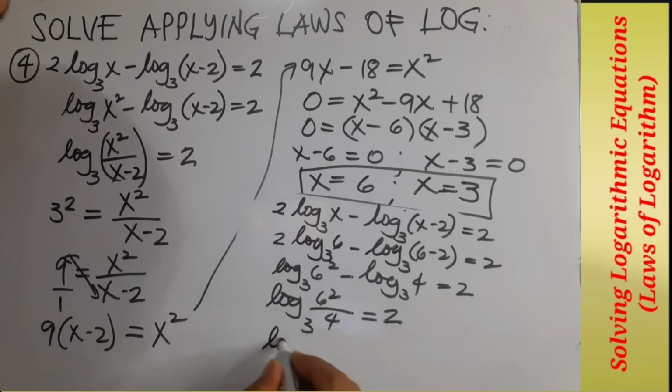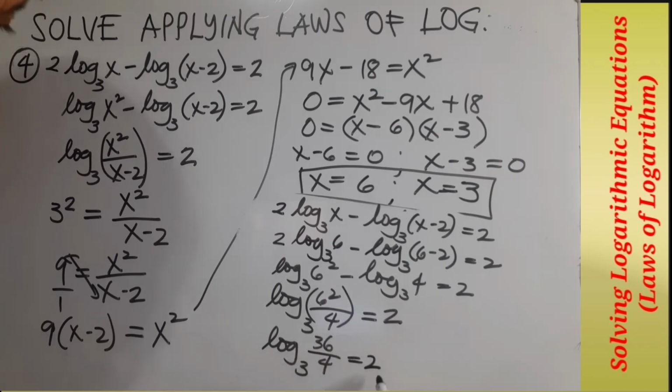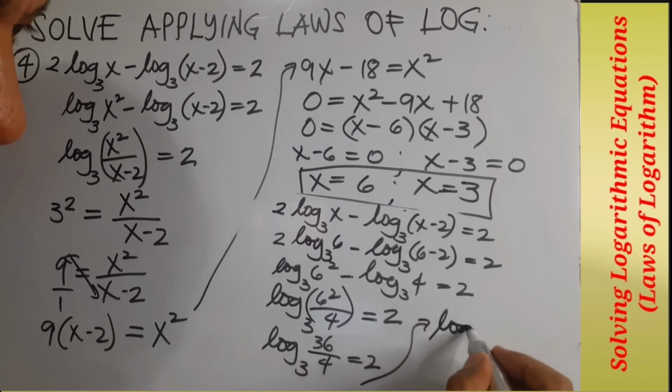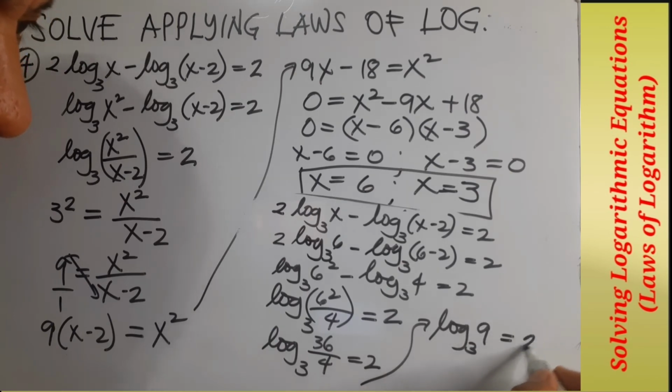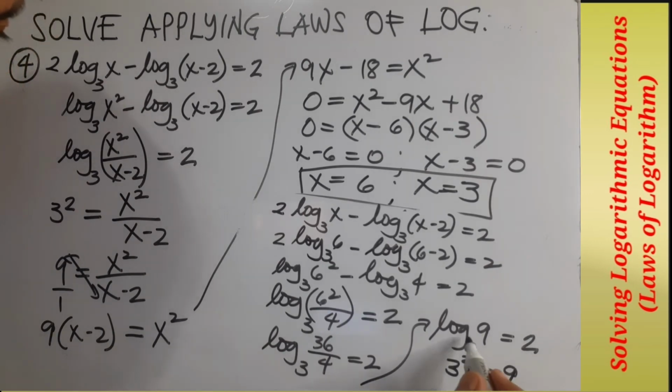6 squared is equal to 36 over 4 with base 3 equals 2. Next, 36 divided by 4 equals 9, so log of 9 with base 3 equals 2. Make it an exponential function: 3 squared is 9, equals 9. Therefore, 6 is a solution.